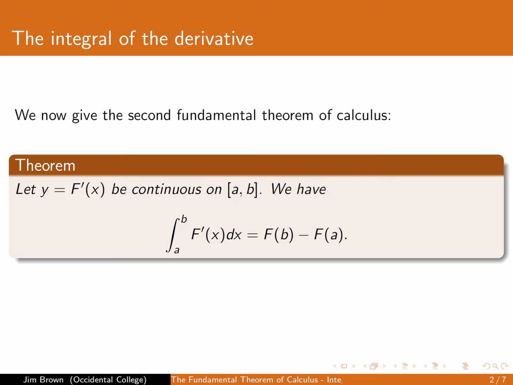So if we let y equals F prime be a continuous function on [a, b], so this is the derivative of some function big F of x, then if we take the definite integral of that derivative, we just get F of b minus F of a. This is also sometimes referred to as the net change theorem, because it's telling you that if you integrate over an interval, the only thing that matters is the difference of the function at the endpoints.